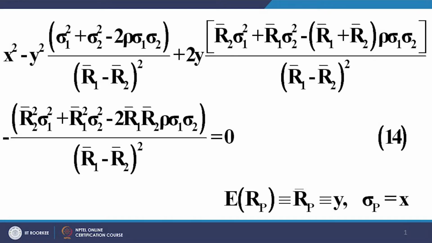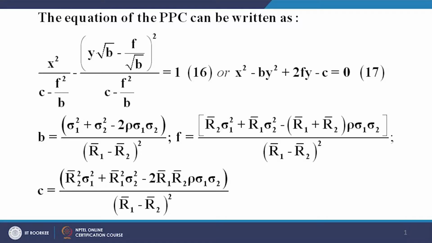And we saw that this equation can also be written in the standard form of a hyperbola, that is x square upon a square minus y square upon b square is equal to 1, which is equation 16, or in the form of a second degree equation as x square minus b y square plus 2 f y minus c is equal to 0. I repeat, x square minus b y square plus 2 f y minus c is equal to 0, which is equation number 17, where b, f and c have the values assigned to them as shown in this particular slide.